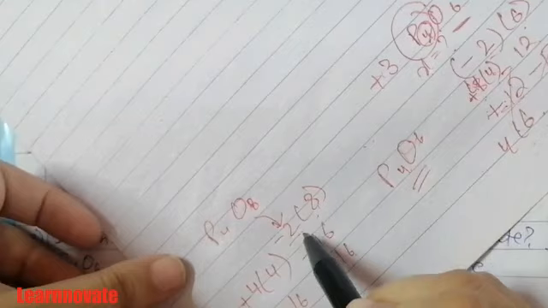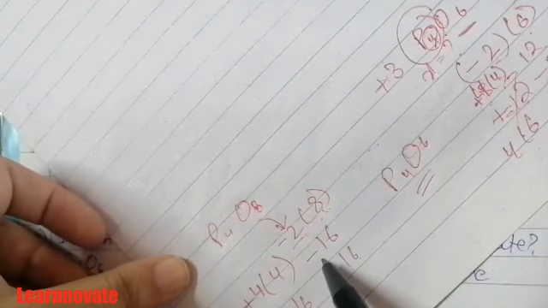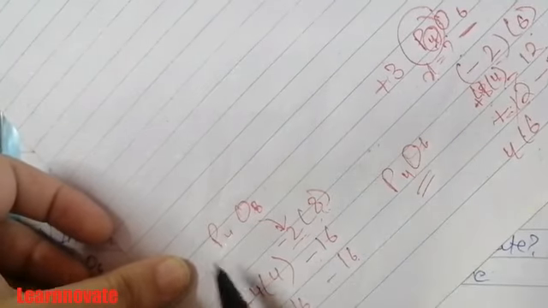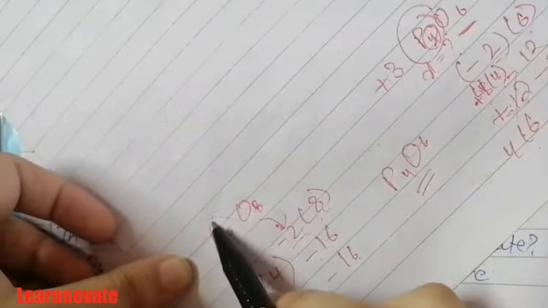Coming to option B, P4O8. Here I have solved this, again taking the oxygen charge -2, with 8 atoms of oxygen, giving -16. If you consider the oxidation state of phosphorus as X and take it as +4, then 4 times 4 is +16, and +16 and -16 cancel, so the overall charge will be 0. That is the case with this compound.